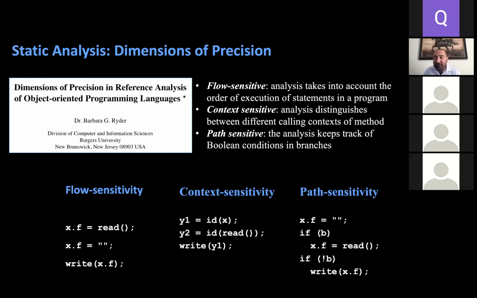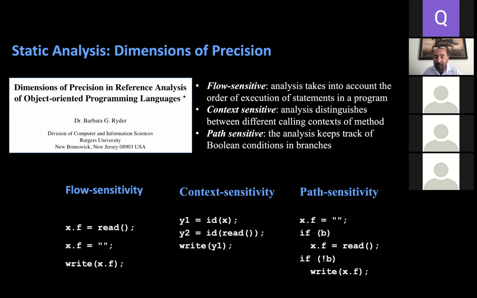And finally, path sensitivity. Here we have two instructions. One is the x.f equal read, which only happens if B is true. And then we have a write of x.f, which only happens if B is false. So these two instructions never happen in the same program run. But conservatively, because the analysis is path insensitive and doesn't know the value of B, it will have to model the execution of both statements and report a problem.